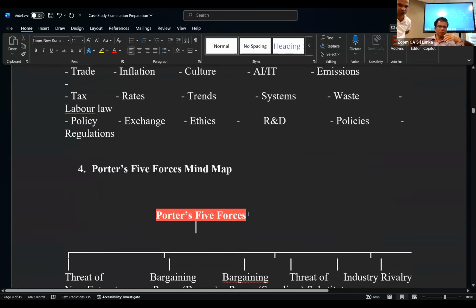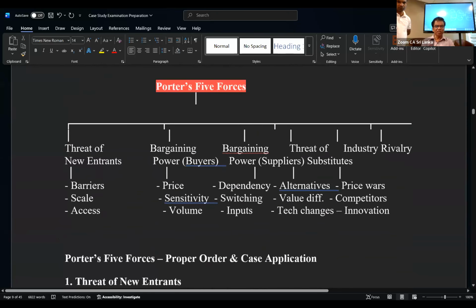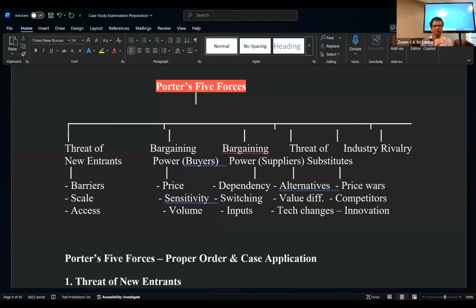Yesterday I explained Porter's five forces. This is Porter's five forces. This time, the first question came from this card. You know: the threat of new entrants, bargaining power of suppliers, bargaining power of buyers, threat of substitutes, and industry rivals.